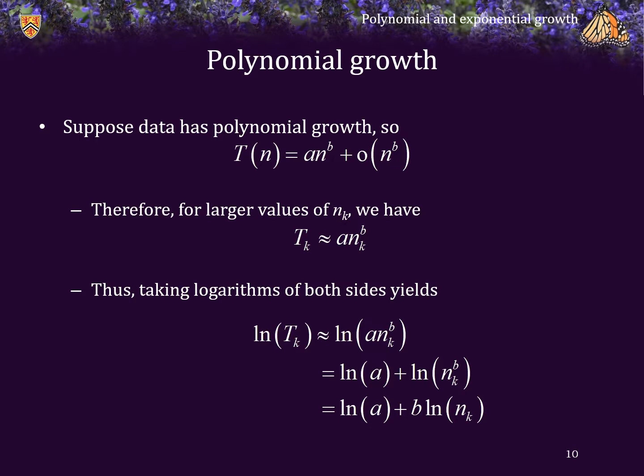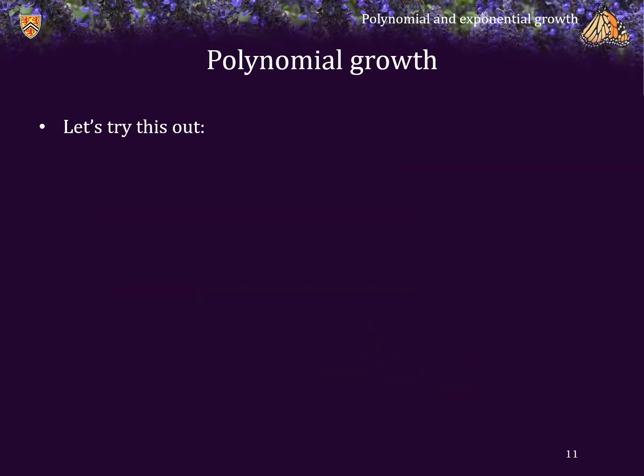Now ln of a is unknown, therefore ln of a is an unknown constant. b is an unknown constant, and we have ln of n sub k. So we have an unknown constant times 1 plus an unknown constant times ln of n. That sounds like we have a linear combination of given functions. All right, let's try this out.